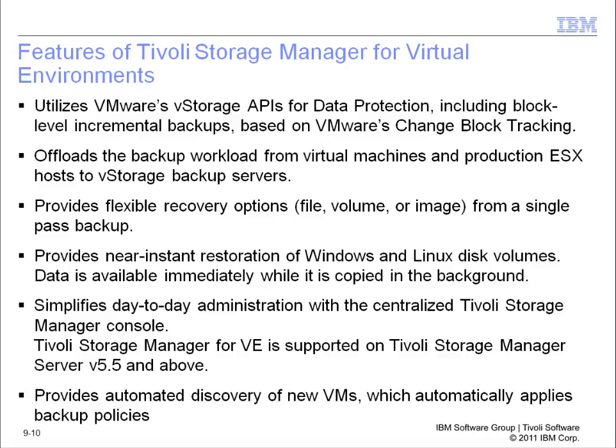You're going to use VMware's vStorage API, which includes block-level incremental backups for your virtual machines. You're going to balance your workload from your virtual machines and your ESX hosts to the vStorage backup servers. You're going to be able to do a file volume or image recovery from a single backup. Here's our near instant restore. This means as soon as you mount the virtual volume, you can start restoring your files. Another feature is it automatically discovers new virtual machines in your environment.